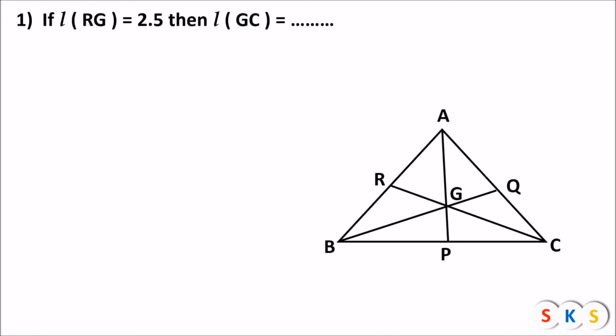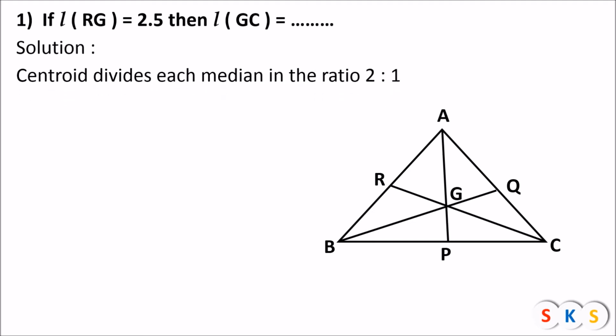Let's see the solution of the first question. Centroid divides each median in the ratio 2:1. What is centroid? It's the point of concurrence of all three medians of a triangle. You can see G in this figure.